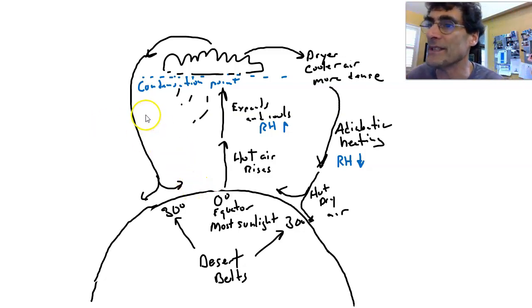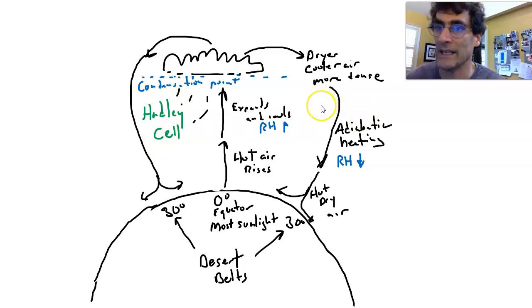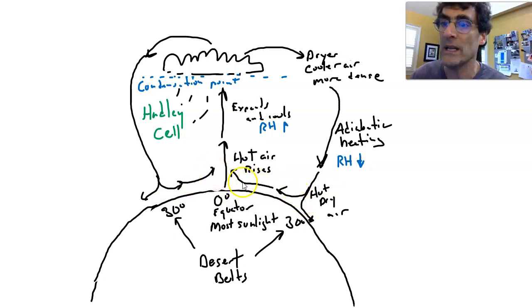There's a name for this. This is called a Hadley cell. Both of these are Hadley cells. And so because we have these Hadley cells, we have very predictable weather around here. We know it's always warm and wet here, but we also know the winds. We know the winds are always going to be over here. We call these the trade winds. They're always moving from here to here.